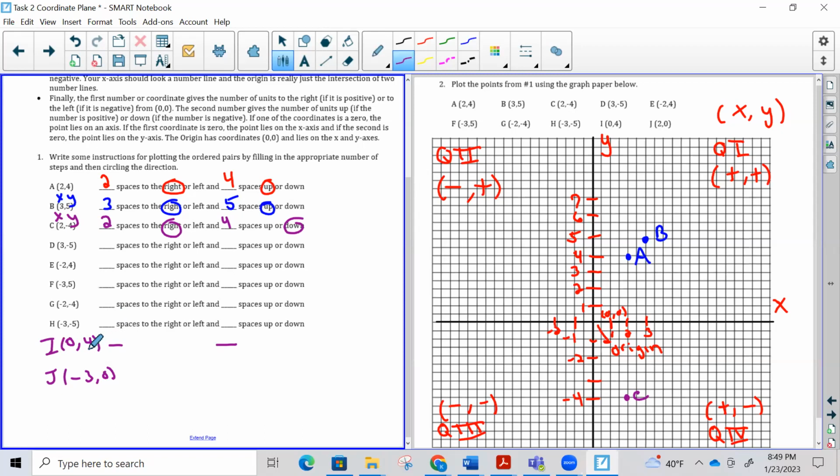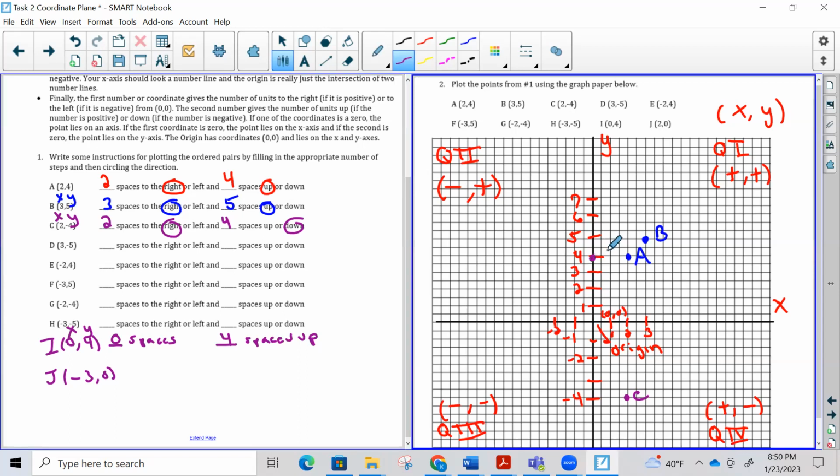You can pause the video, and then once you're done with them, you can unpause and then check your answers. Okay, so for I, for 0, 4, it means x is 0 and y is 4. So that means we would go 0 spaces. It doesn't matter whether you say right or left. We're really just going 0 spaces left or right. And then because y is 4, we're going 4 spaces up. So I'm not going to go right or left, but I'm going to go up to 4. And that would be my point I.